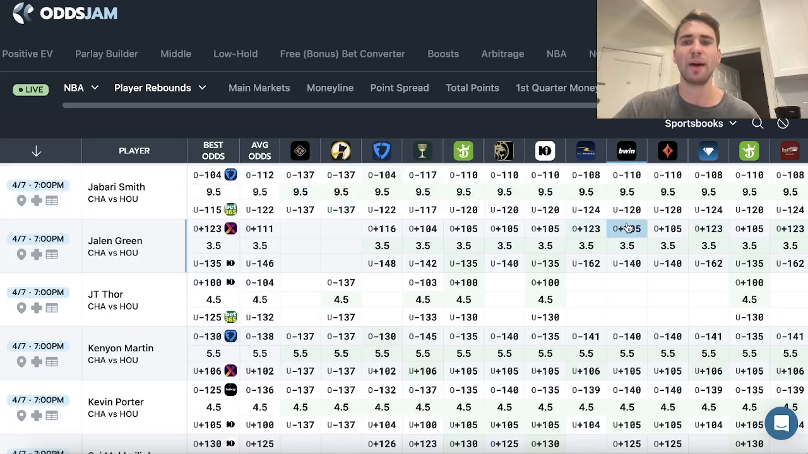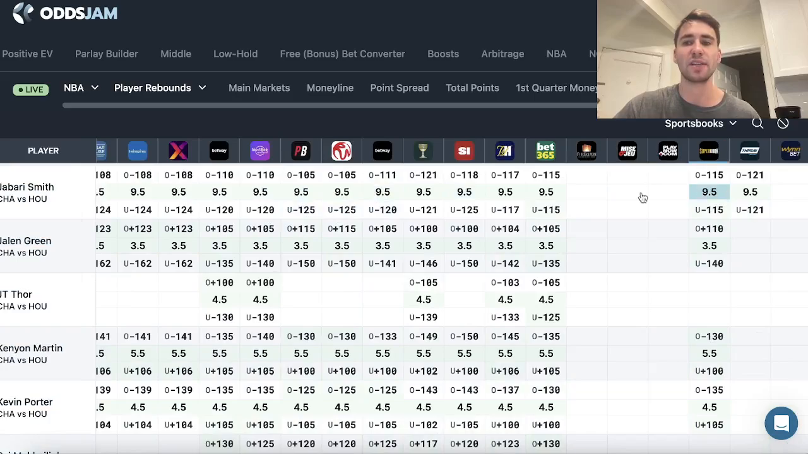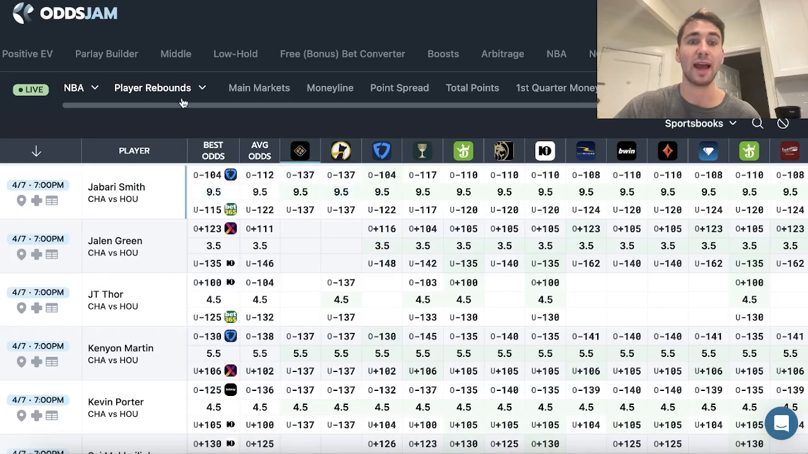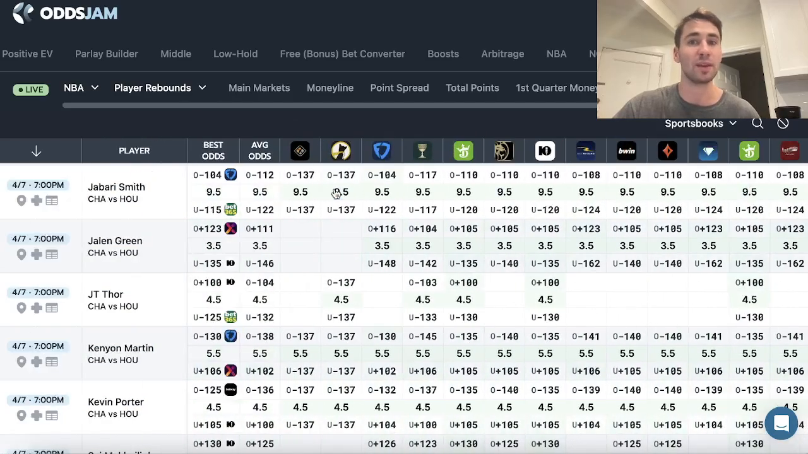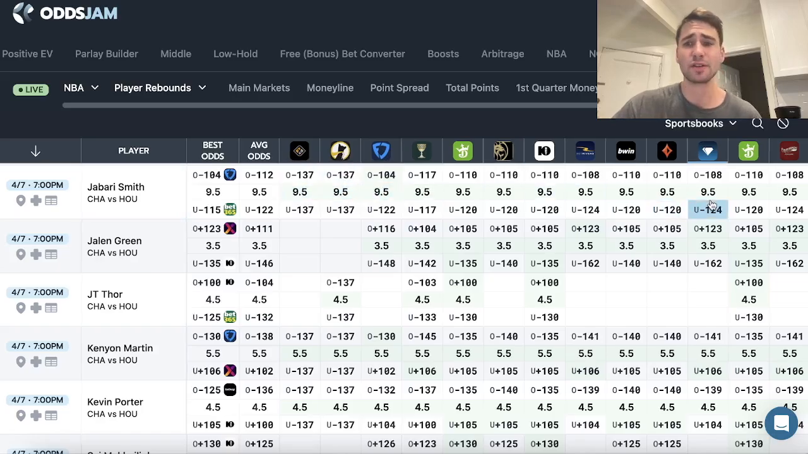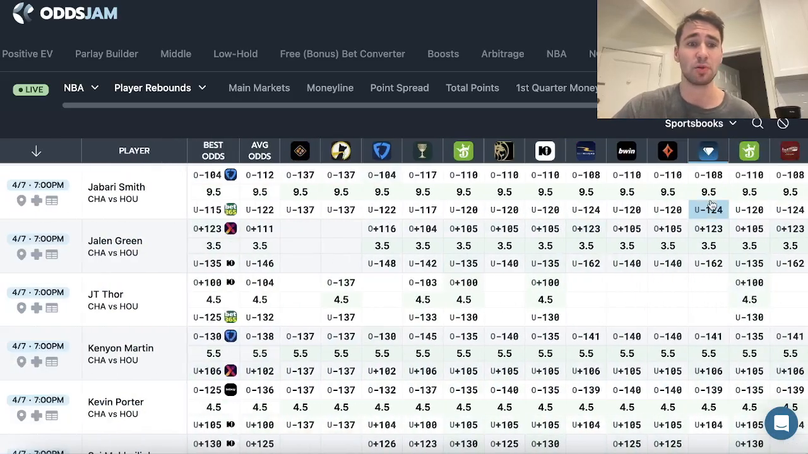So what you're going to notice about Jabari Smith is all books have his line at 9.5 rebounds. There's no major discrepancies in the odds, so there's no value in the market. So we don't want to touch any of these plays with a 10-foot pole. All books have the odds at roughly the same level. PrizePicks and Underdog, there's no difference in where they're setting the line, so there's no value in the market. We don't want to touch this play.